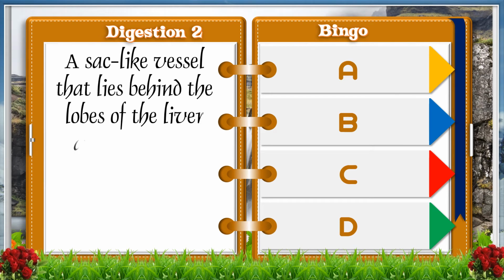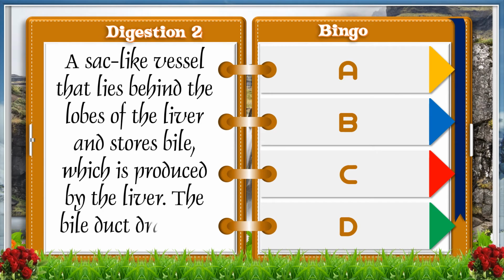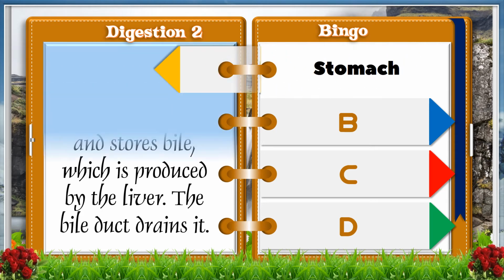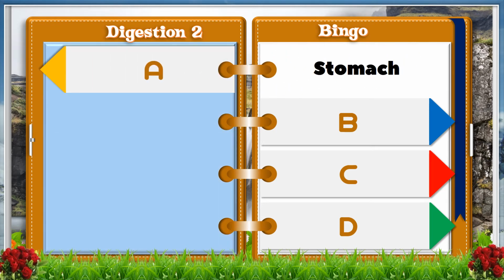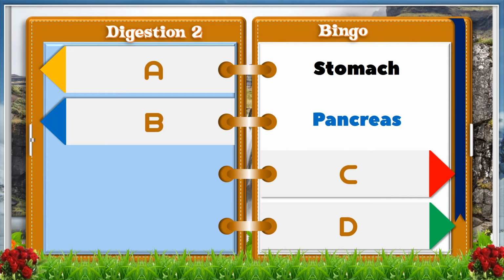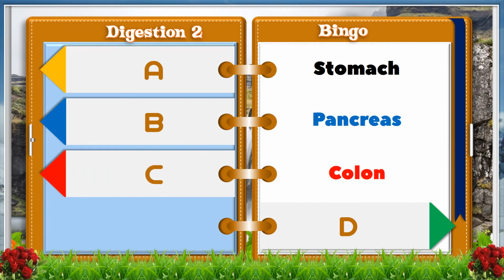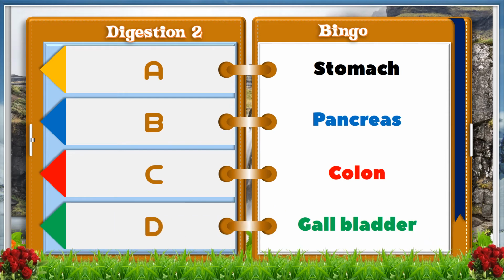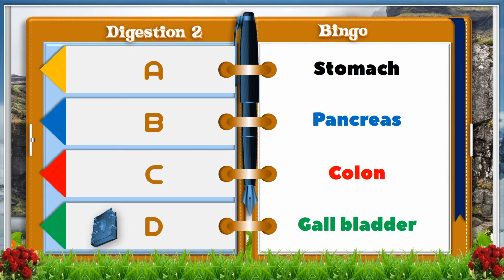A sac-like vessel that lies behind the lobes of the liver and stores bile, which is produced by the liver. The bile duct drains it. A. Stomach. B. Pancreas. C. Colon. D. Gallbladder. And the answer is D. Gallbladder.